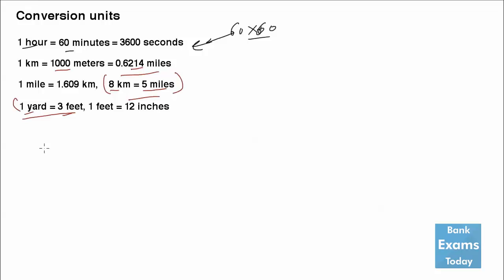Okay, so let's convert kilometer per hour to meter per second. 1 kilometer per hour is equal to 5 over 18 meters per second.